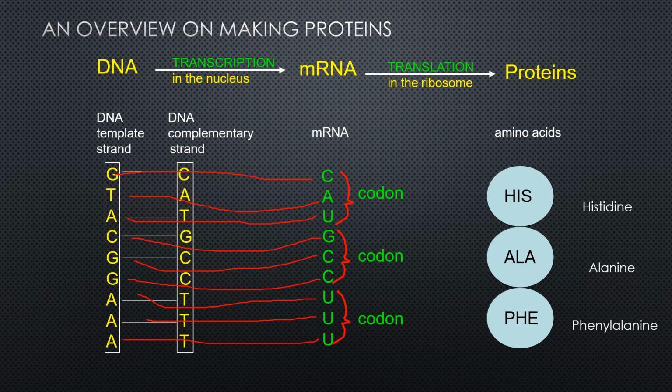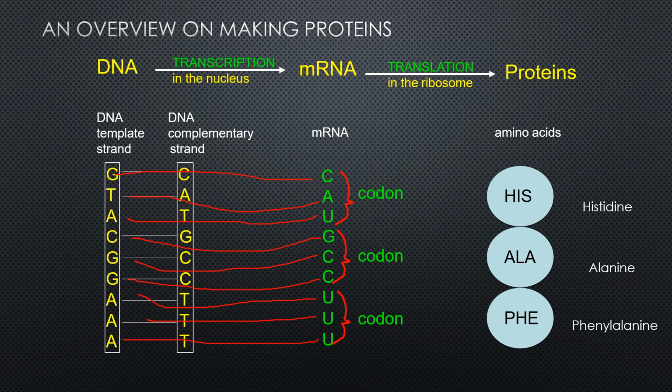Each of 3 nucleic acids make up what we call a codon. And that codon, CAU, GCC, UUU, each one is specific to an amino acid. Now, having said that, there are multiple codons that code for the same protein. So there is redundancy within our system so that if we have any damage, we can still produce the proteins that we need to. So we've done transcription.